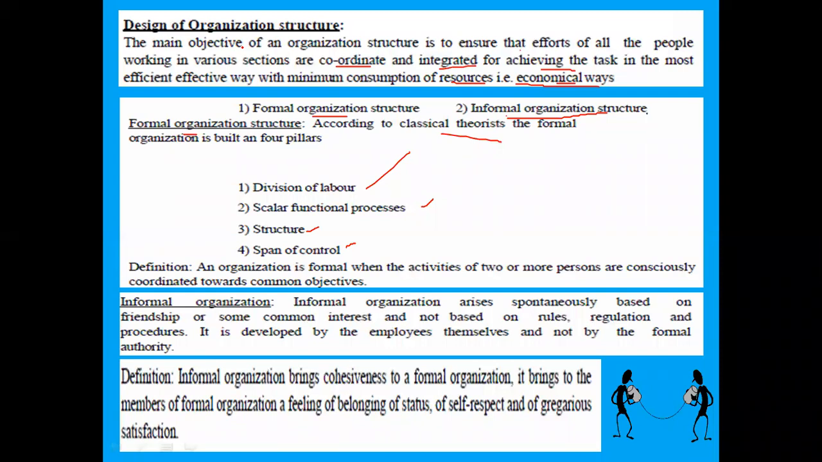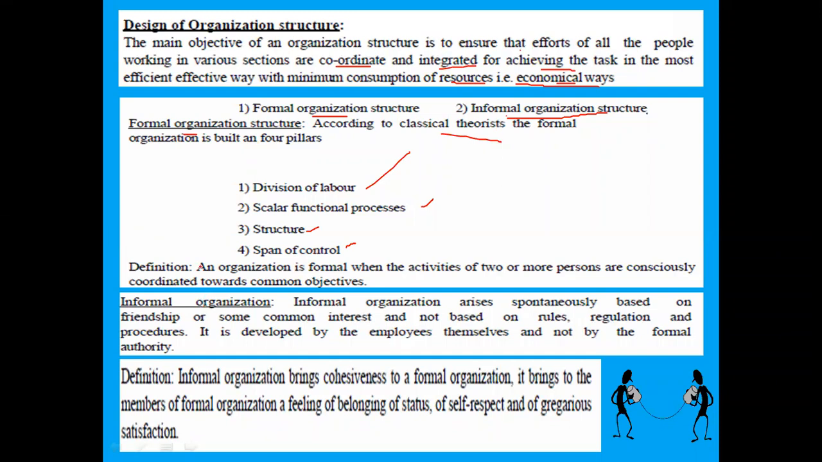An organization is formal when the activities of 3 or 4 or 5 persons are continuously coordinated towards the common goal. So whenever different groups, or the same groups, come together and are doing any process, if no one is condemning, then automatically it will be converted into a structured way. Structured way.